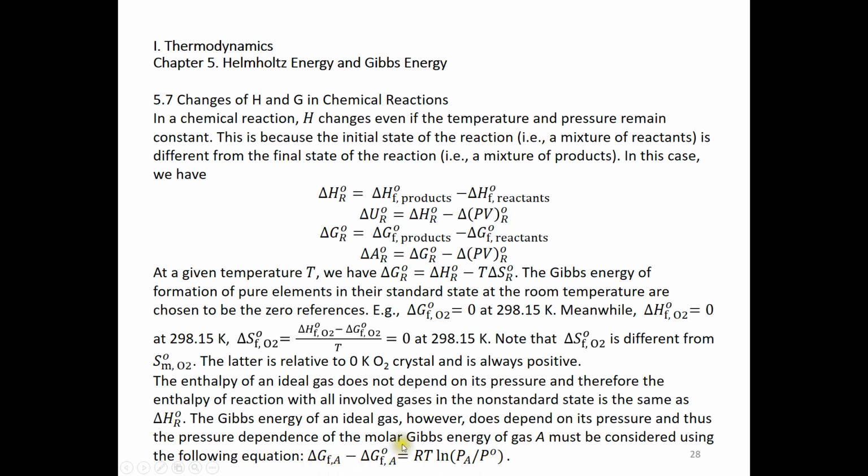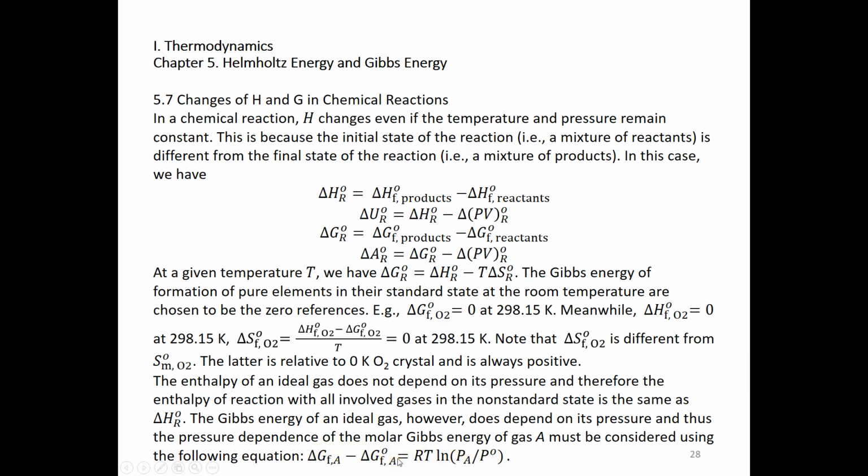Look at this equation over here. This is the standard Gibbs energy of formation of A. This is non-standard. What's the difference? The difference is RT times the natural logarithm of the actual pressure of A over 1 bar.